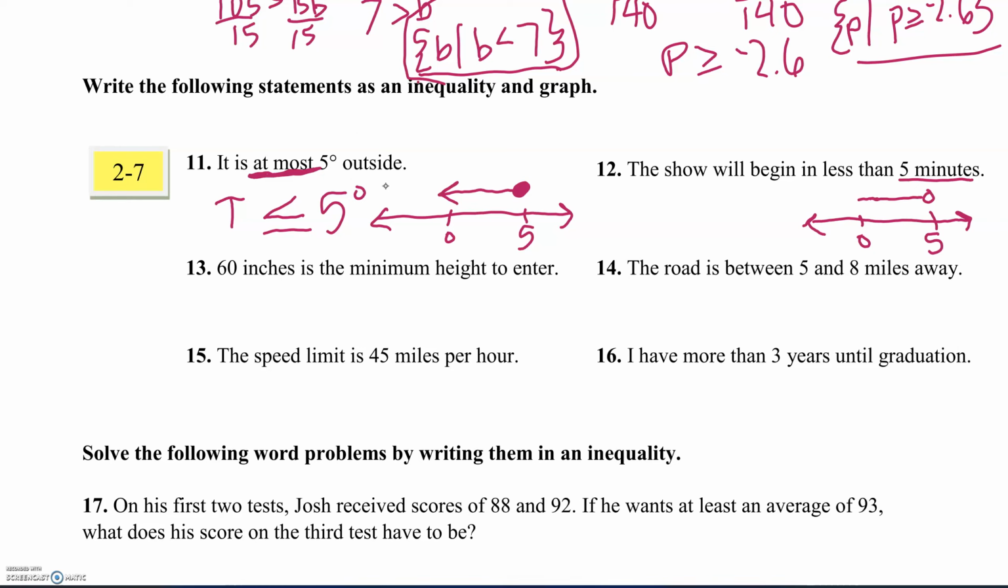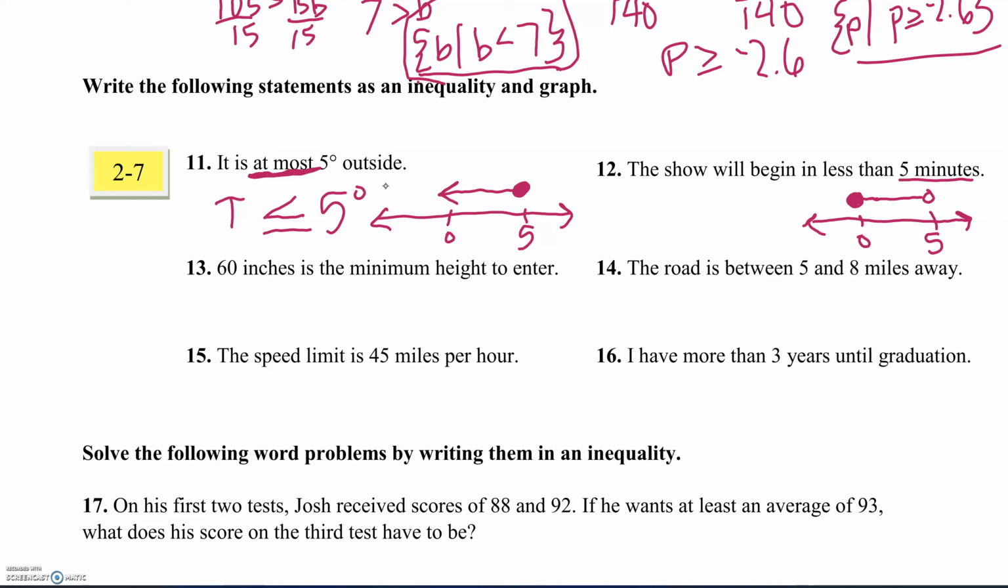Let's say I'm at the show and I say this, the show will begin in less than 5 minutes, and as soon as I finish that sentence, the show begins. Lucky me. But that means that it was 0 minutes since I made that statement. So I'm going to put a little circle here, but I'm going to include it because it could start, if I got lucky, I could start the show right after I say that sentence, or as I'm saying it even. So this is how we're going to show it in a graph.